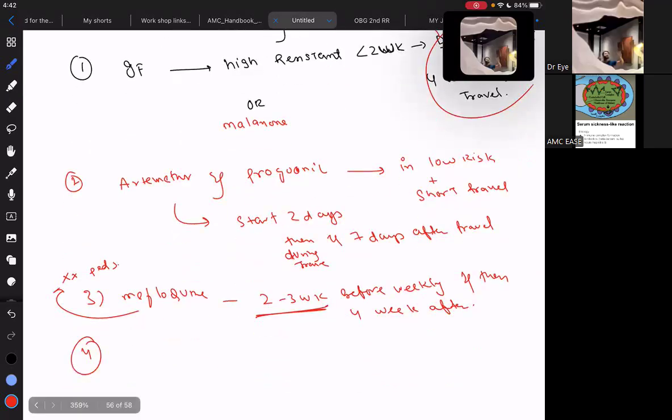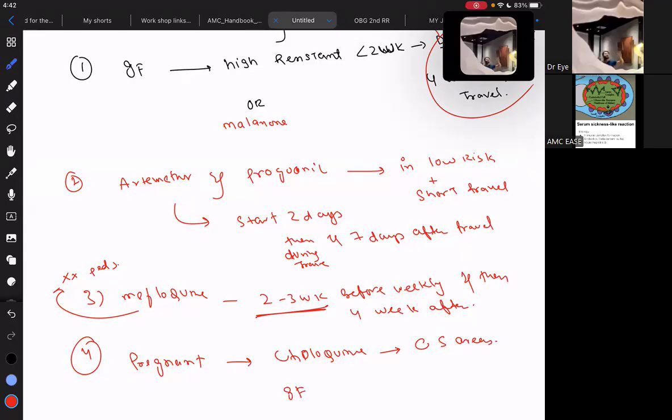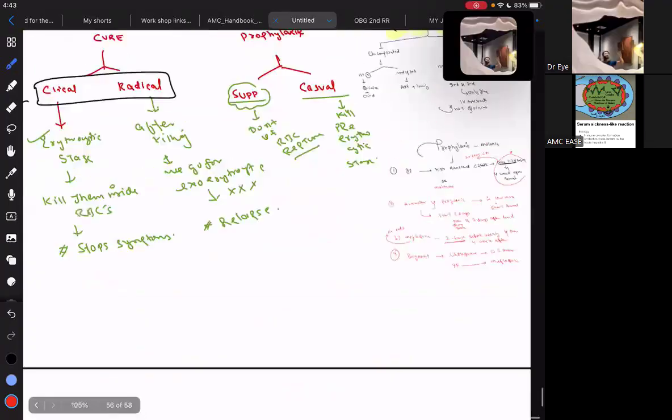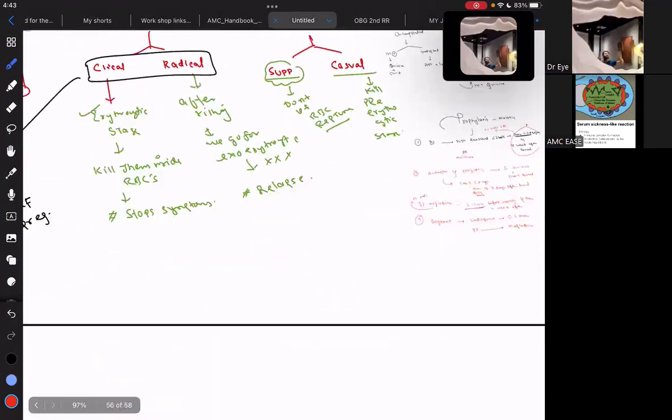The fourth point is for pregnant ladies. Give chloroquine if the patient is going to chloroquine sensitive areas. If she is going to chloroquine resistant areas, you can go for mefloquine. Please remember this. Now, this is how you will remember each and every point for malaria.